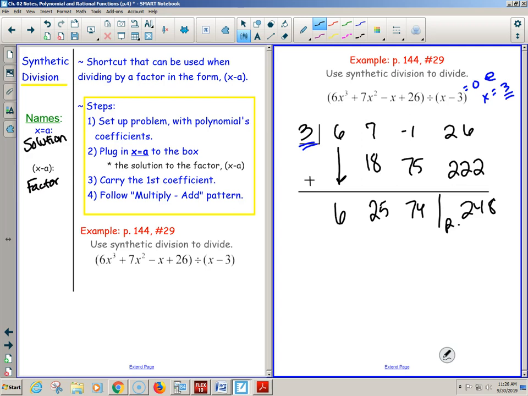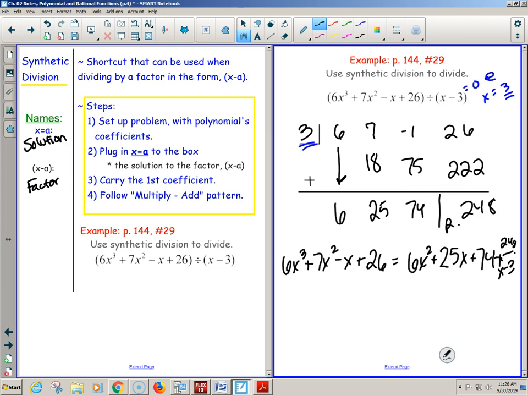So I could rewrite this thing as 6x cubed plus 7x squared plus 20 equals 6x squared plus 25x plus 74 plus, here's the struggle. Here's the question. First of all, did anybody get there before I did? Am I right? Okay. If I'm right, then this is awkward. It's 248 all over x minus 3. It's my little remainder here at the end.